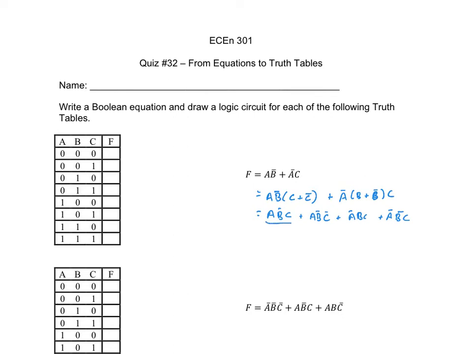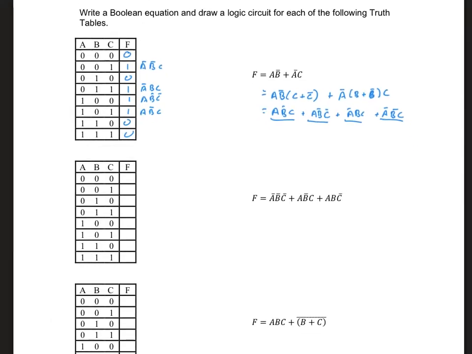So A, B bar, C, that's going to be a 1. A, B bar, C bar, that's going to be a 1. Then A bar, B, C, that'll be a 1. Then A bar, B bar, C bar, or A bar, B bar, C, this would be A bar, B bar, C, that'll be a 1. And then everything else is 0. Okay, so that's the way we do that one.